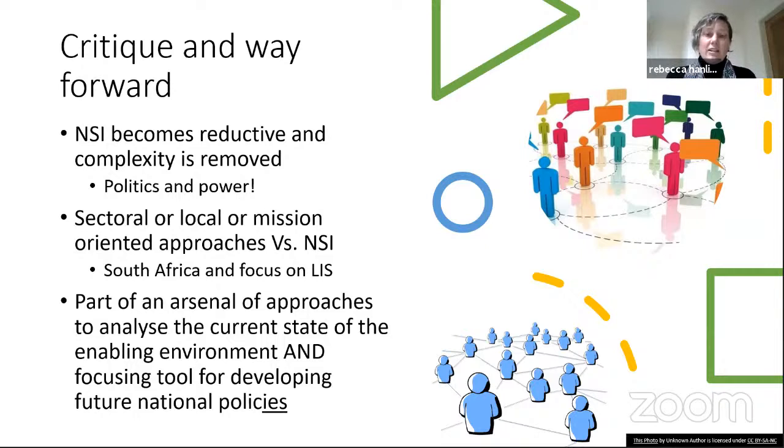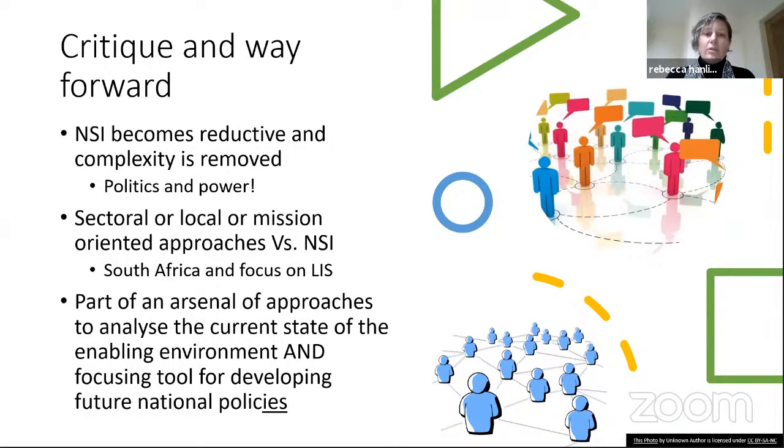The second thing, which Lilian didn't mention, is to recognize that national systems of innovation is only one approach to systems of innovation thinking. It is complemented by a number of other focus areas, particularly at the sectoral level, and increasingly there's a concept of local innovation systems. South Africa, in its latest review of its STI policy, for example, has placed an emphasis on building local systems of innovation.